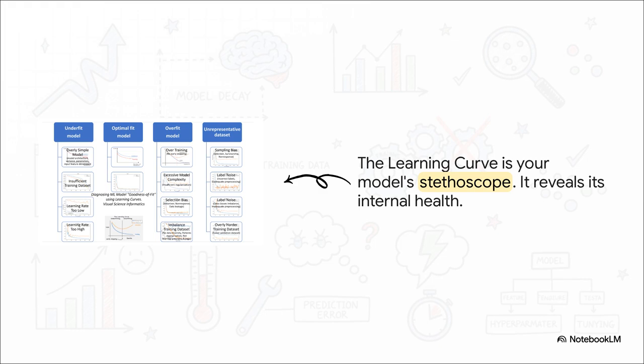Seriously, think of this chart as a stethoscope for your machine learning model. By plotting how well it's doing on both the training and the validation data, you can literally see what's happening inside its brain. Is it learning? Is it getting confused? Is it just memorizing? This single chart tells you everything you need to know.